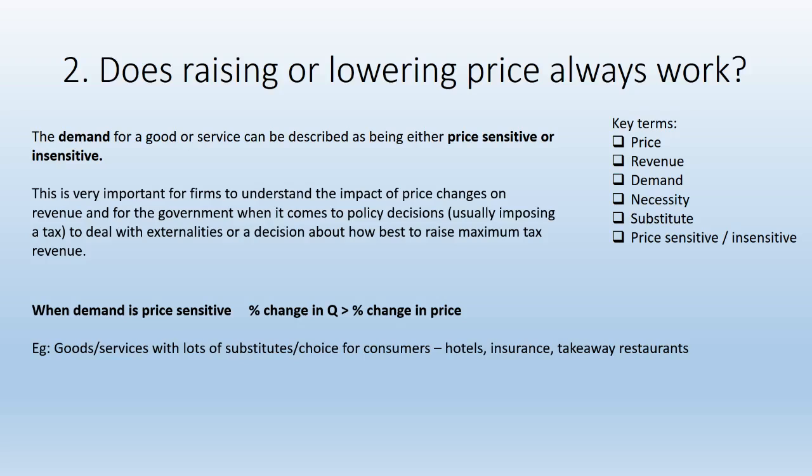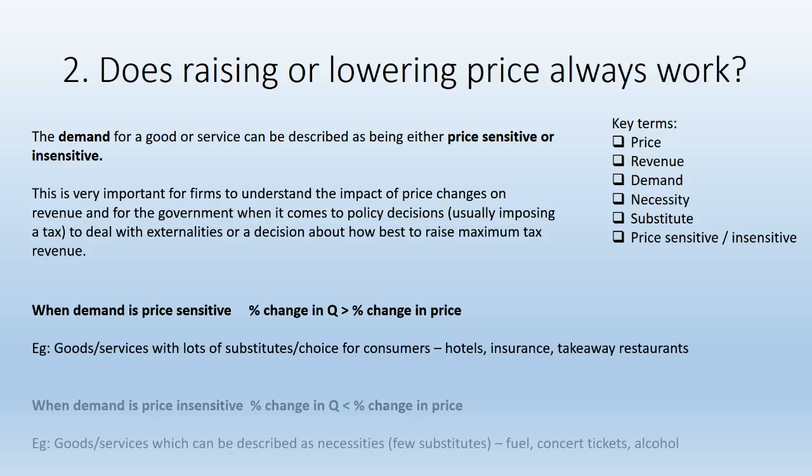Goods that are price sensitive tend to have lots of substitutes or choice. Takeaway restaurants are a good example. Insurance products, you've got lots of choice about where you can buy and what you can buy. It tends to be that the demand for such products is price sensitive.